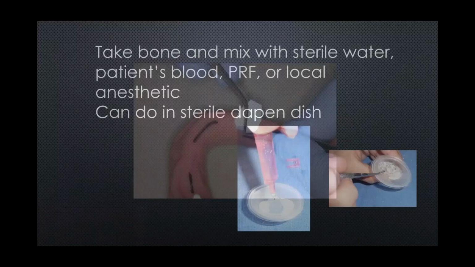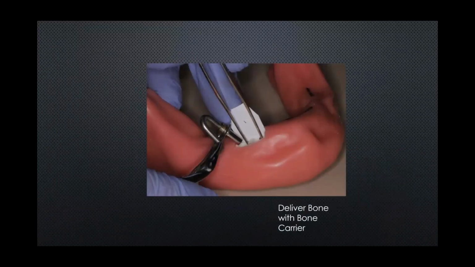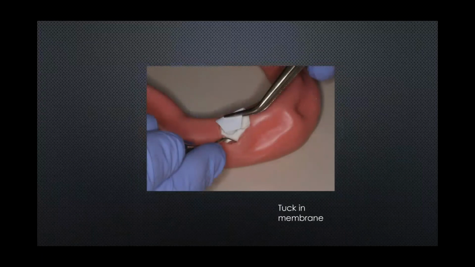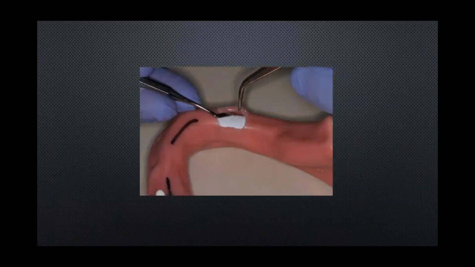We tuck it underneath the lingual first. You mix up your bone, place your bone, overbulk a little bit, and tuck in your membrane.